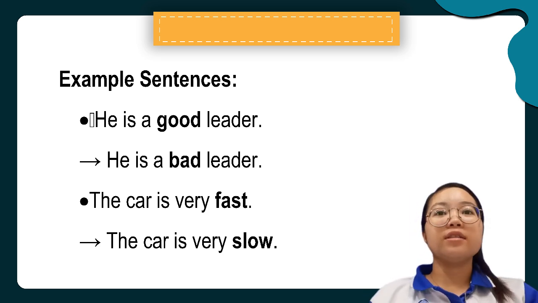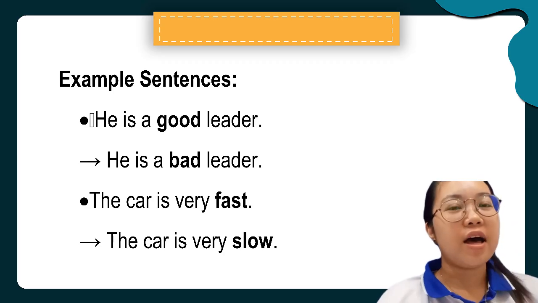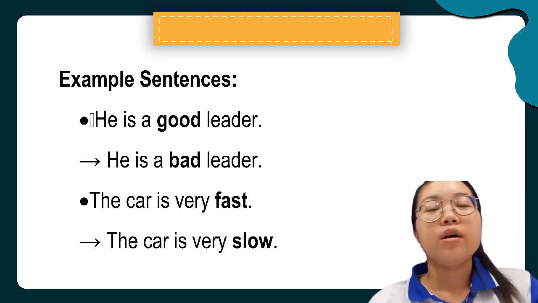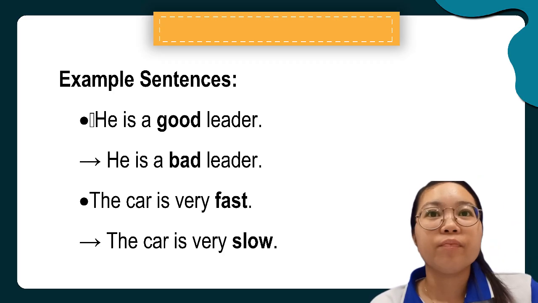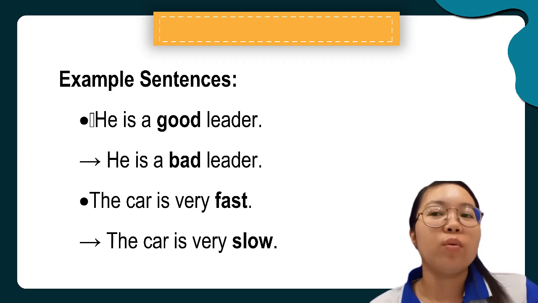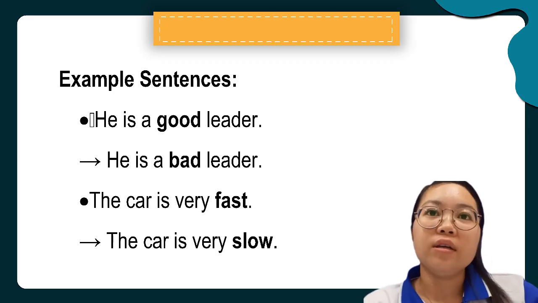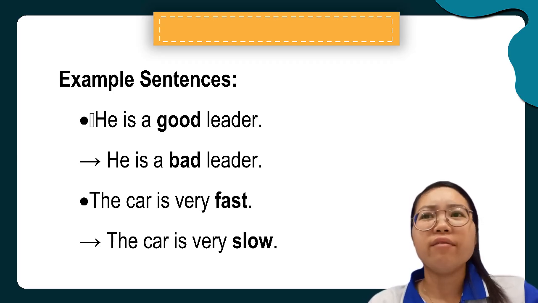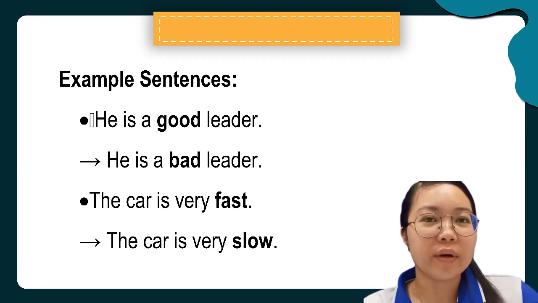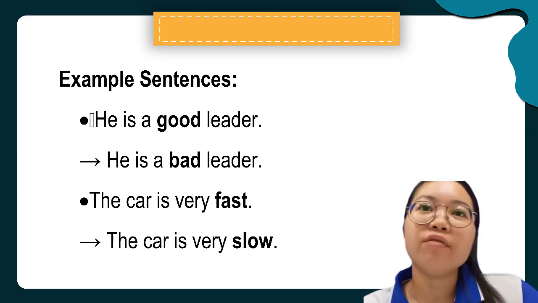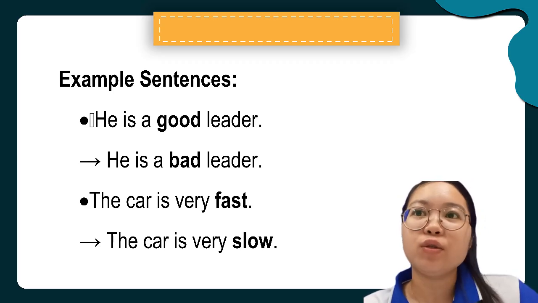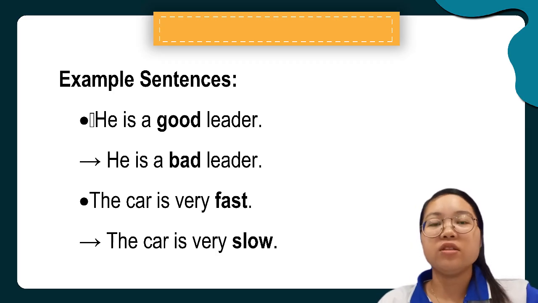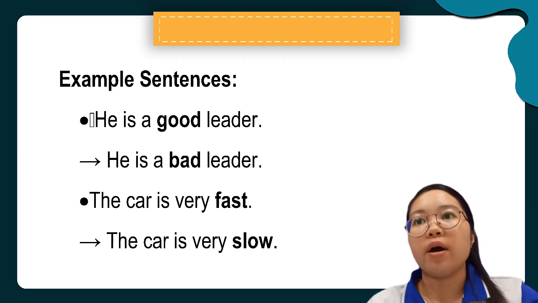Another example: the car is very fast. The antonym of fast is slow. Okay, here is the example: the car is very slow. The antonym of slow is fast. The car is very fast. So do you have any question, class, regarding our topic for today? If none, let's proceed to another activity entitled Speech Choir.